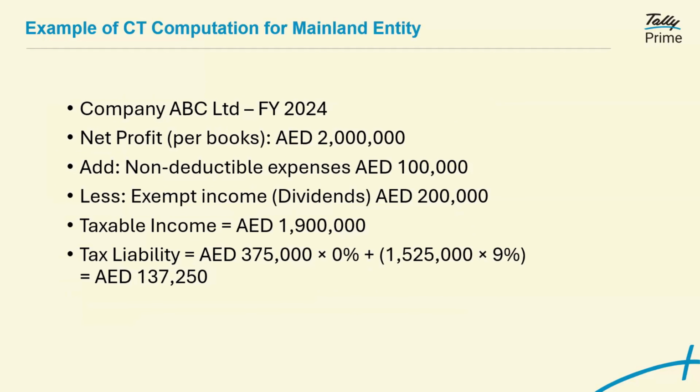So, giving you a simple calculation of how the corporate tax works. Let's say, for example, ABC Limited, for the last year, January 2024 until December 2024, generated, as per the P&L, a profit of 20 lakh dirhams. As we ran through a few of the non-deductible expenses, you have to add them back.